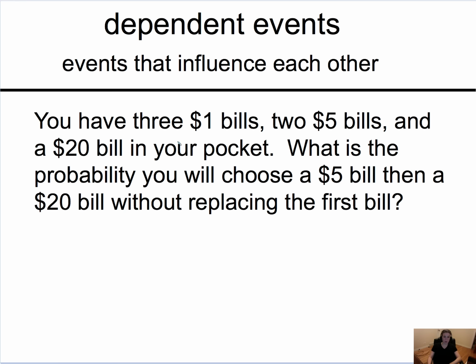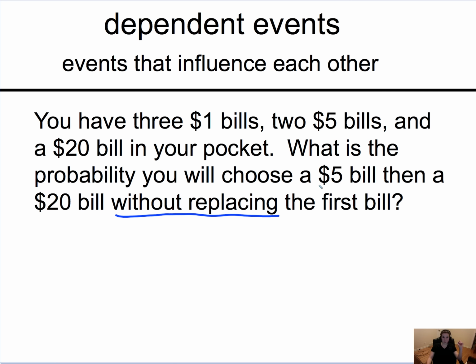Well, here's right away how you could tell that it's dependent. You are not replacing the first bill. Therefore, you will have one less bill in your pocket after you take out that first one. So we have to keep that in mind when we make the second fraction. So first, we have 2 events again, so let's look at the first fraction.